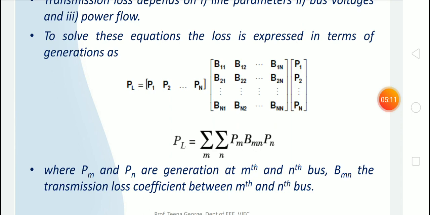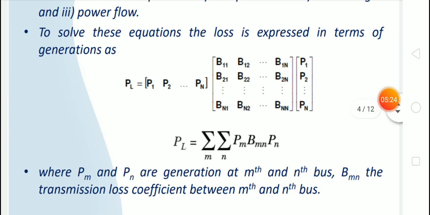If there are n buses, P1, P2, etcetera are the generation at the n buses, and B11, B12, etcetera are the transmission loss coefficients. Bmn is the transmission loss coefficient between the mth and nth bus. By using this equation, we can find the transmission loss as PL equal to sigma m equal to 1 to n, sigma n equal to 1 to n, Pm Bmn Pn.